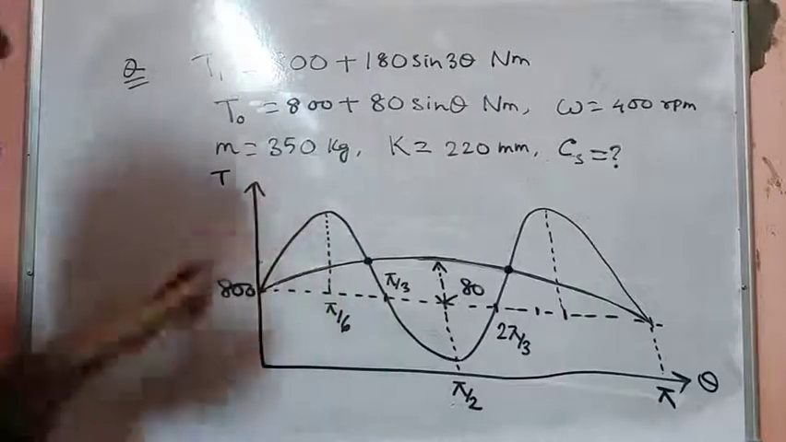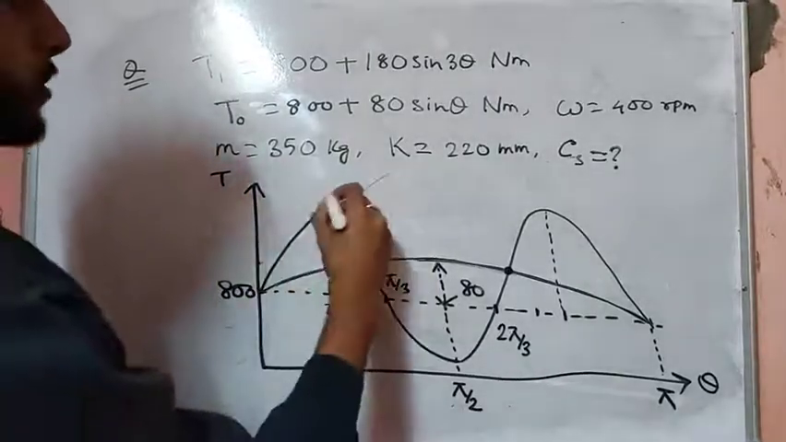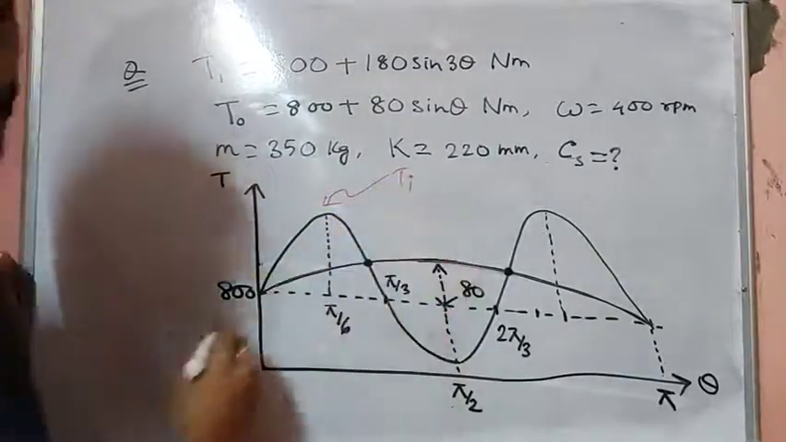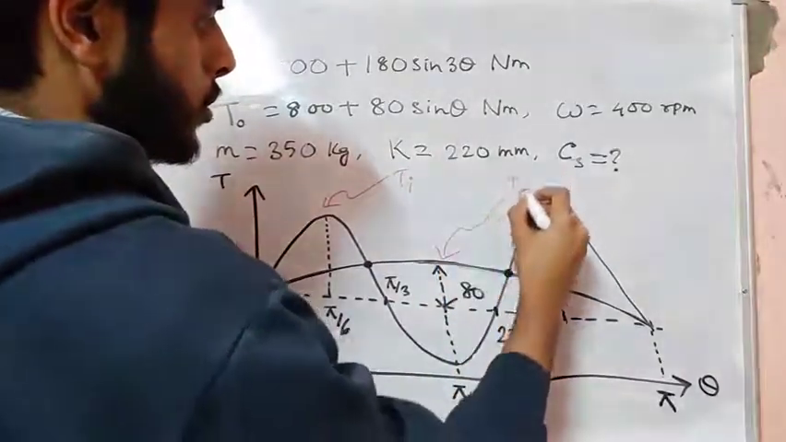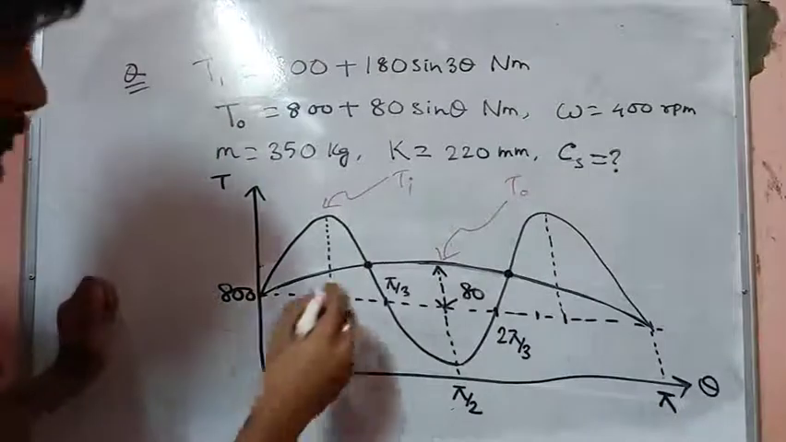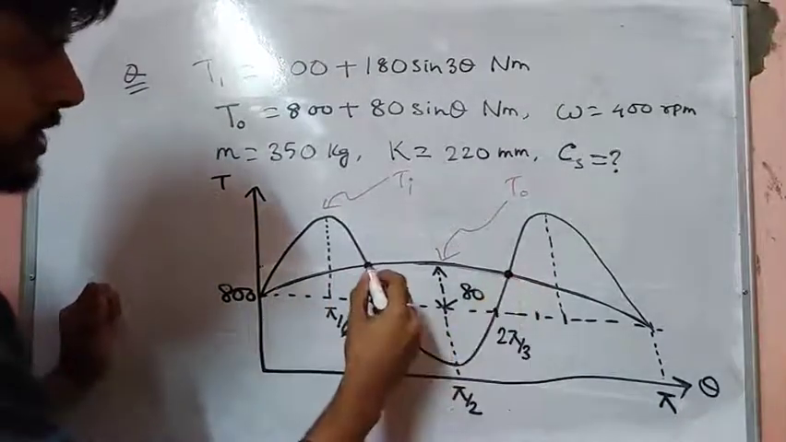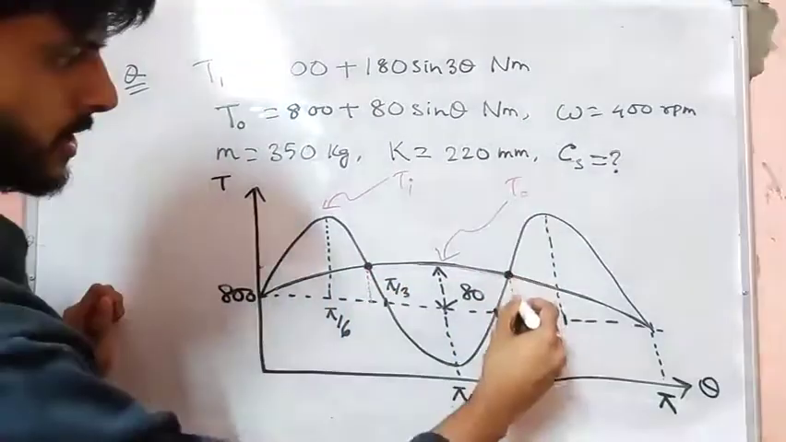As you can see, this curve is the input torque, and this is our output torque. As we can see, the input torque and output torque intersect at certain points, right?